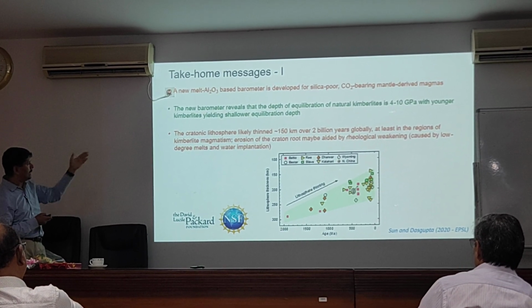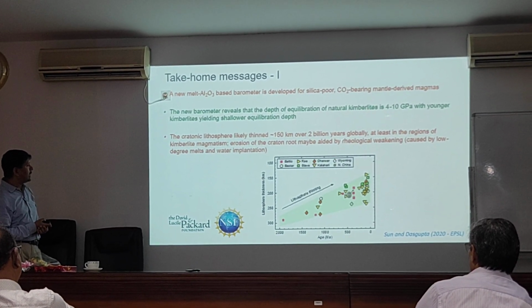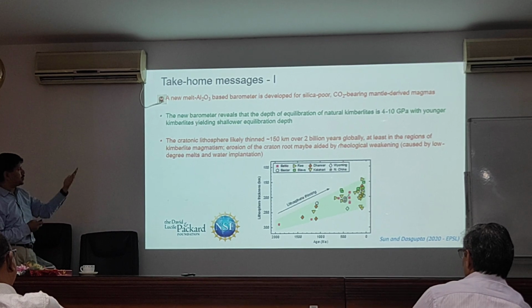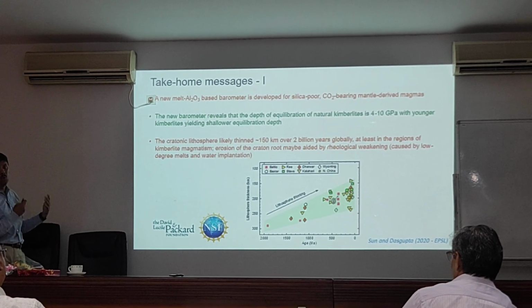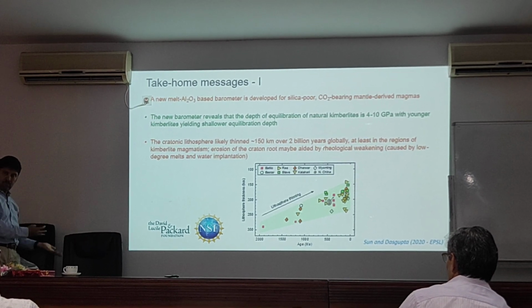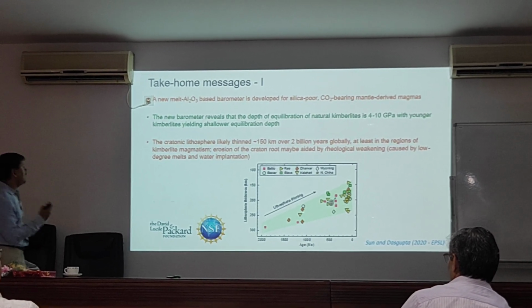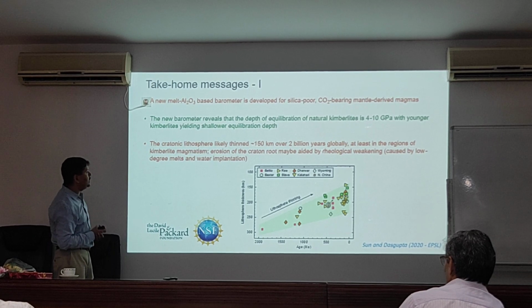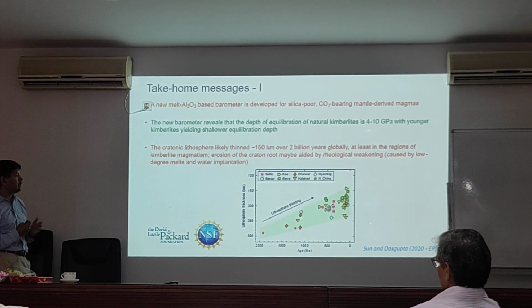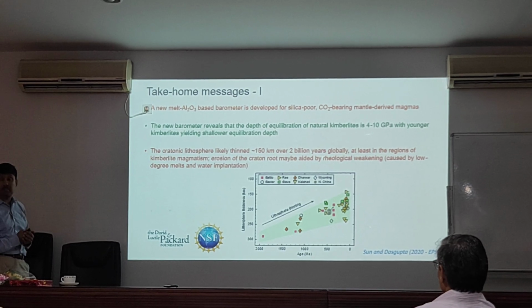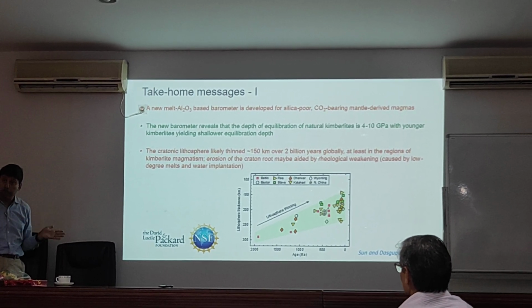So some take-home messages from this: a new melt alumina-based parameter is developed for naturally derived CO2-bearing magmas. We applied that to a global kimberlite compilation, and what that shows is that the younger kimberlites are yielding shallower equilibration depths, and older kimberlites are yielding deeper equilibration depths. What that may mean is the cratonic lithosphere is likely getting thinned by as much as 150 kilometers over 2 billion years, and this is a process that's happening globally.